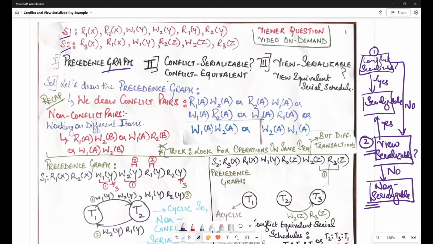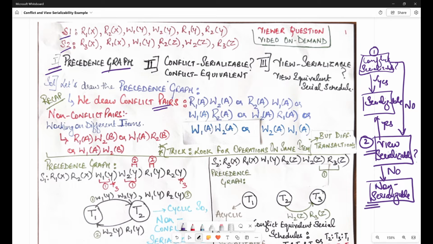As I said, the first step should always be to draw the precedence graph. Now to draw the precedence graph you need to know about conflict pairs and non-conflict pairs. Again, there is a detailed video on that, so I'll put the link in the description. You can go back and look into it, but a quick recap, because I want you to solve the question in one go in this video. So conflict pairs are which pairs?